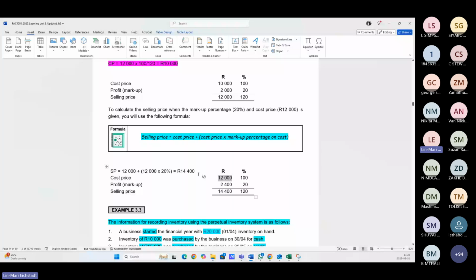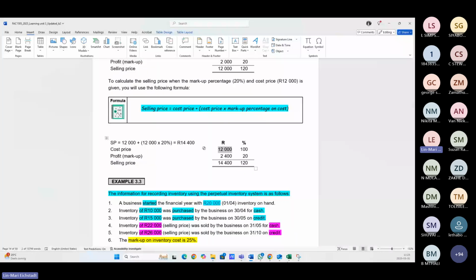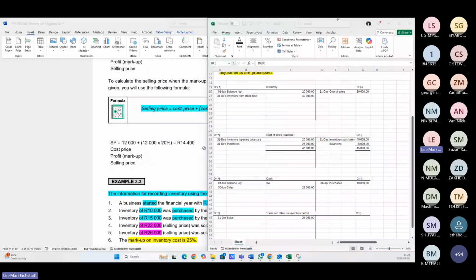Maybe I can just show this one to you guys on an Excel, which maybe will make it a little bit easier. I don't know if it will allow me to share two screens. Let me just do it on here.